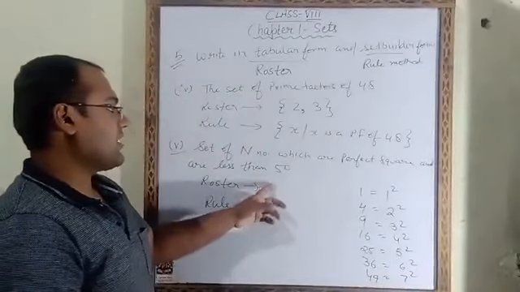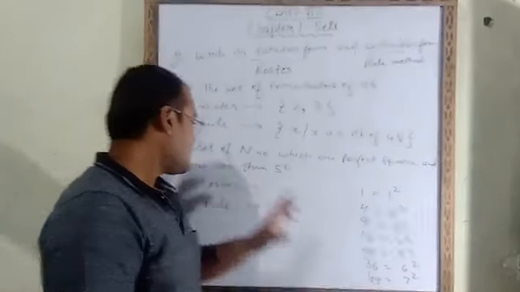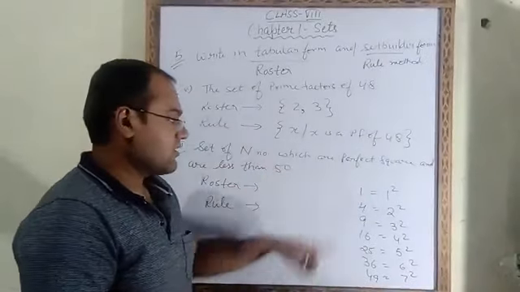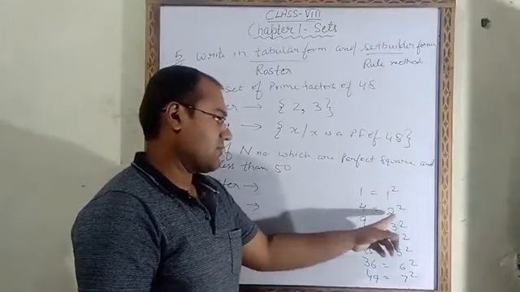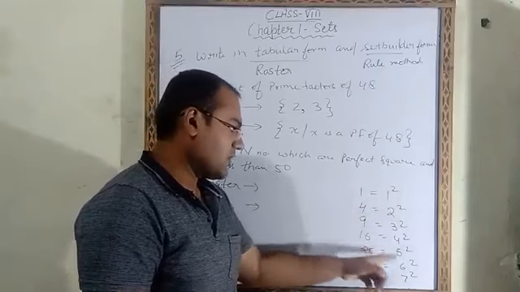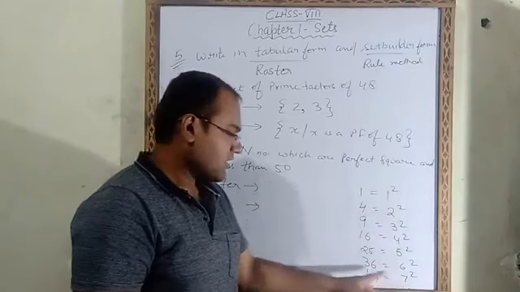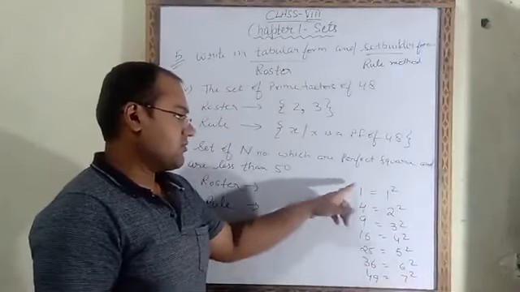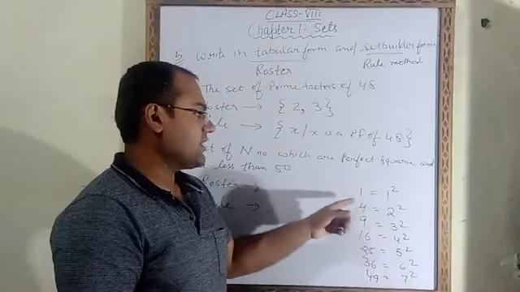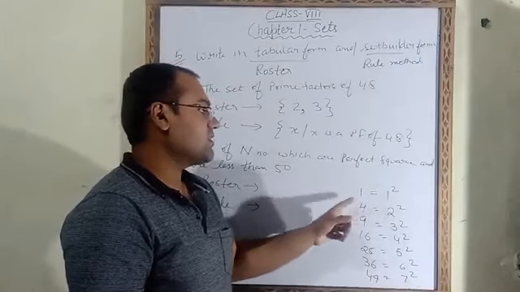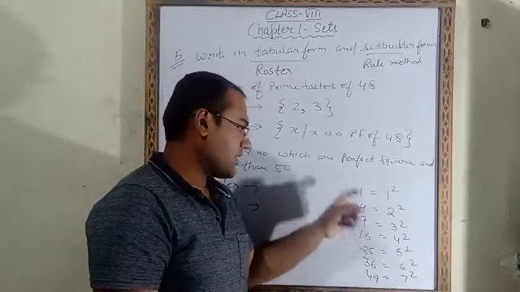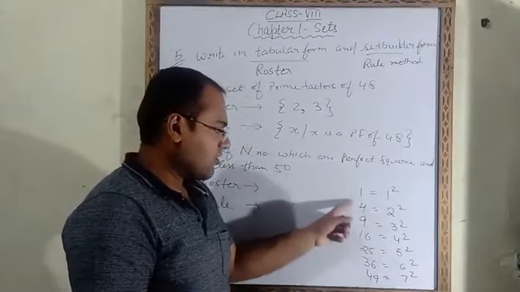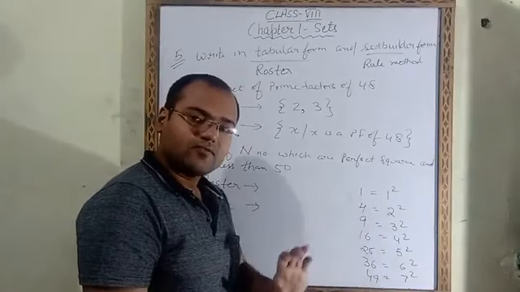So what he is asking, we have to write the perfect squares which are less than 50. So 1 is a perfect square. If we do the square of 1, we will get answer 1. If we do square of 2, we will get answer 4. Like this, if we do square of 7, we will get the answer 49. So how will we read this? We will read 1 is a perfect square of 1. 4 is a perfect square of 2. 9 is a perfect square of 3. Like this we have to read. And these all numbers are less than 50.